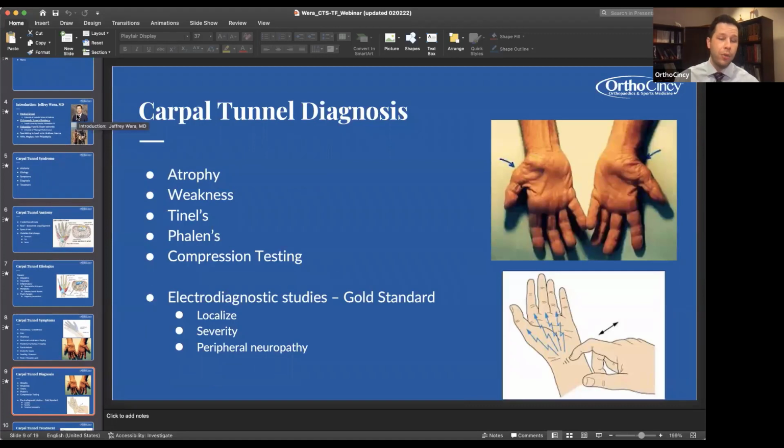So how do we diagnose carpal tunnel syndrome? A lot of the times we're able to diagnose it on physical examination and what you're telling us your symptoms are. So if you're having any atrophy, as you can see in the top right picture, that's the thumb thenar eminence that you can see. It's what we would call wasted away, or there's atrophy or decreased muscle mass.